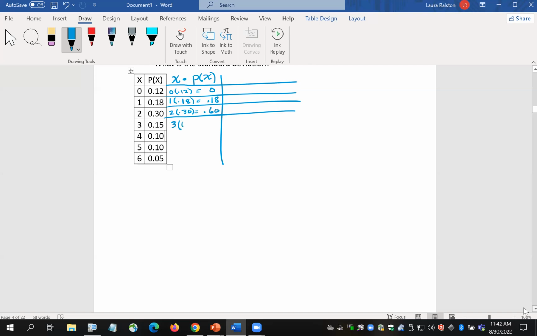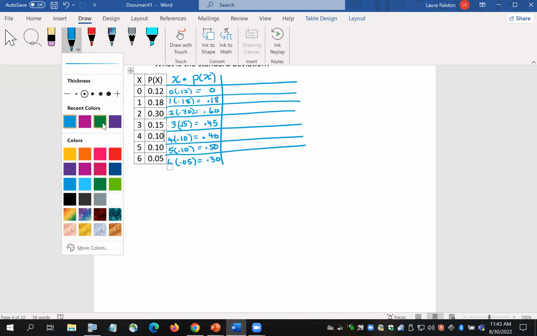3 times 0.15 is 0.45. 4 times 0.10 is 0.40. 5 times 0.10 is 0.5. And 6 times 0.05 is 0.30. So I've taken each number, each X, and multiplied it times its probability. Now, again, I wrote it out longhand.